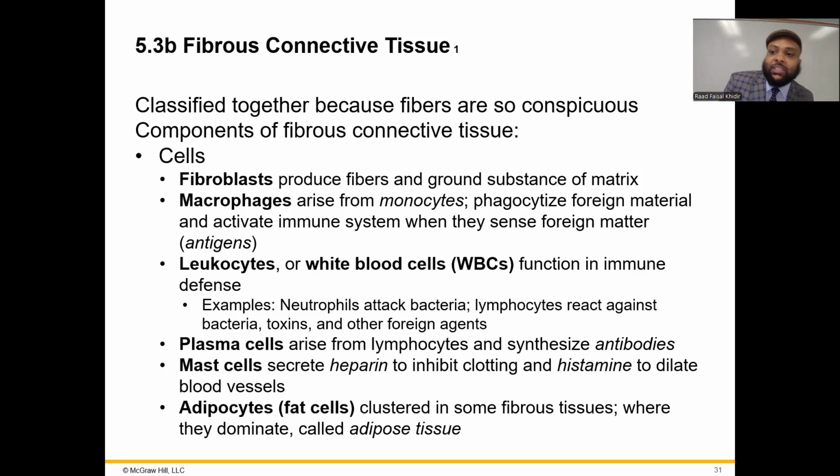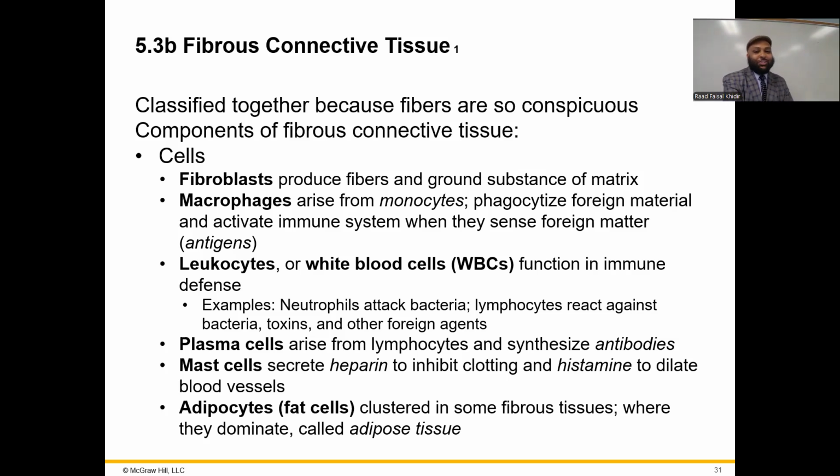And these cells, known as TGF beta, will come and dump a lot of fiber tissue. So it's classified together because fibers are so conspicuous and components of the fibrous connective tissue are the cells. Fibroblasts produce fibers and ground substance of matrix, and the macrophages.